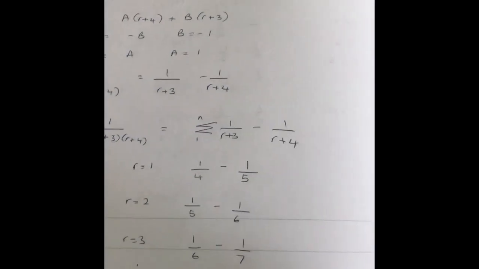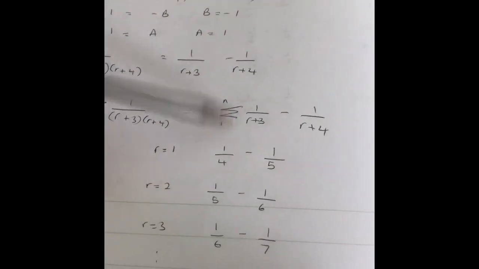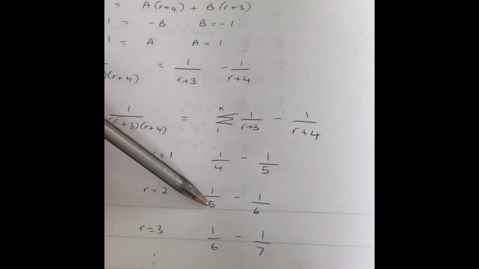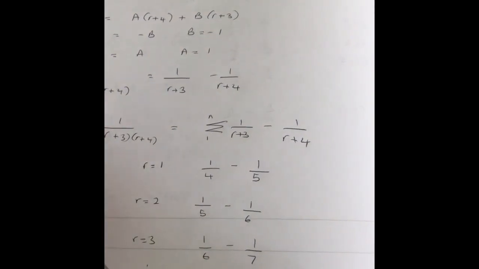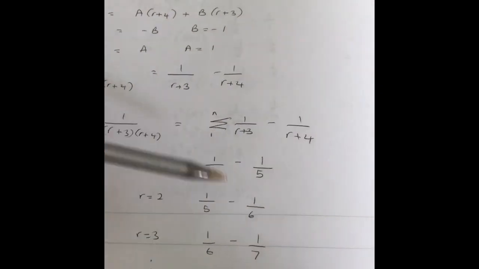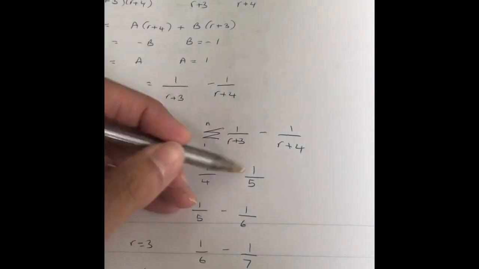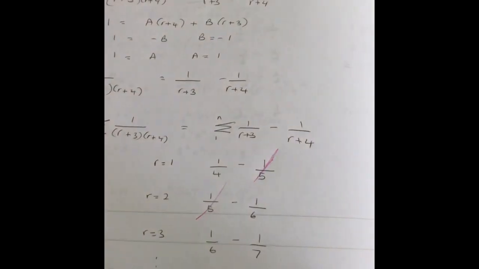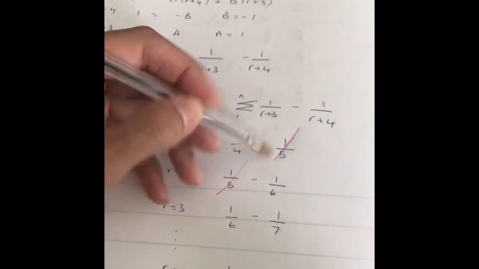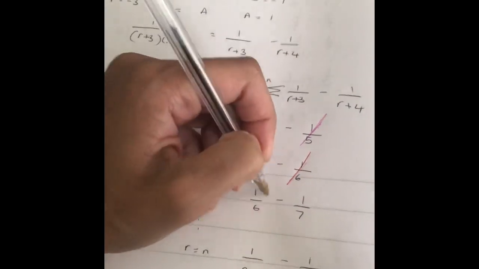Now, method of differences, you've got to spot differences. So here I've got positive 1/5. Remember, these are the sum of all these terms, so we're adding up these terms. That's what the summation symbol means. So 1/5 take away 1/5 is just 0, so I'm just going to cross that out. And then I have got 1/6, take off 1/6, so I'm going to cross that out.